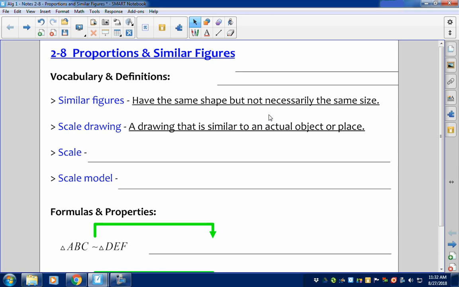Have you guys done any scale drawings? Anybody in architecture or engineering? You drew a scale model of a dog? Yep. What was the scale when you drew it? It was how many times smaller than the real dog?